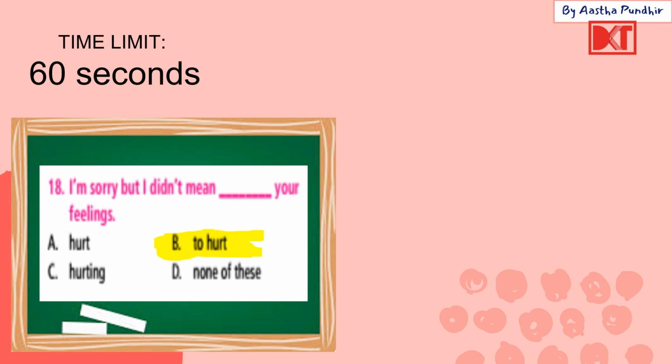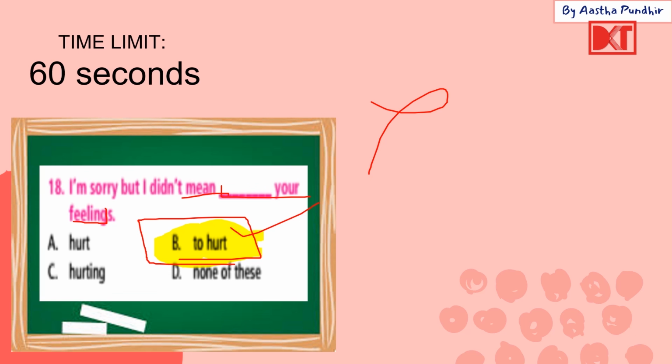So again here verb plus object, verb didn't mean, and then object to hurt your feelings. This is not acting like an activity, it's acting like an object in the sentence. So that's why we use the infinitive form and not the gerund form. The others you see, hurt is the base form, hurting gerund. So yes, with this we finish off with our questions on verbs.